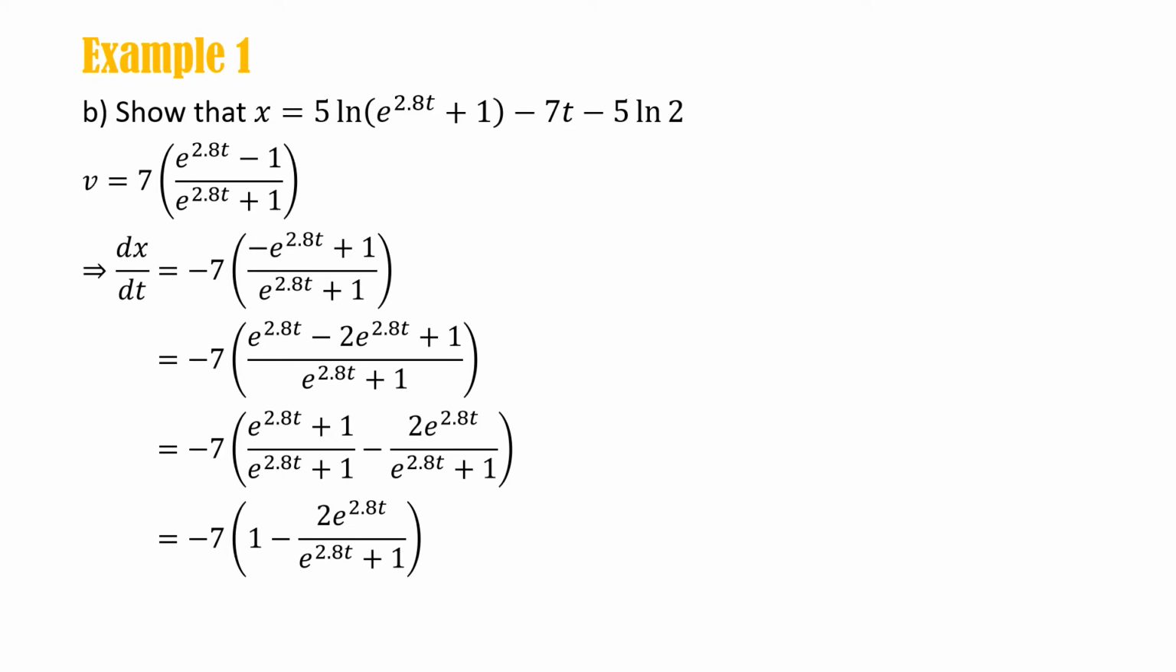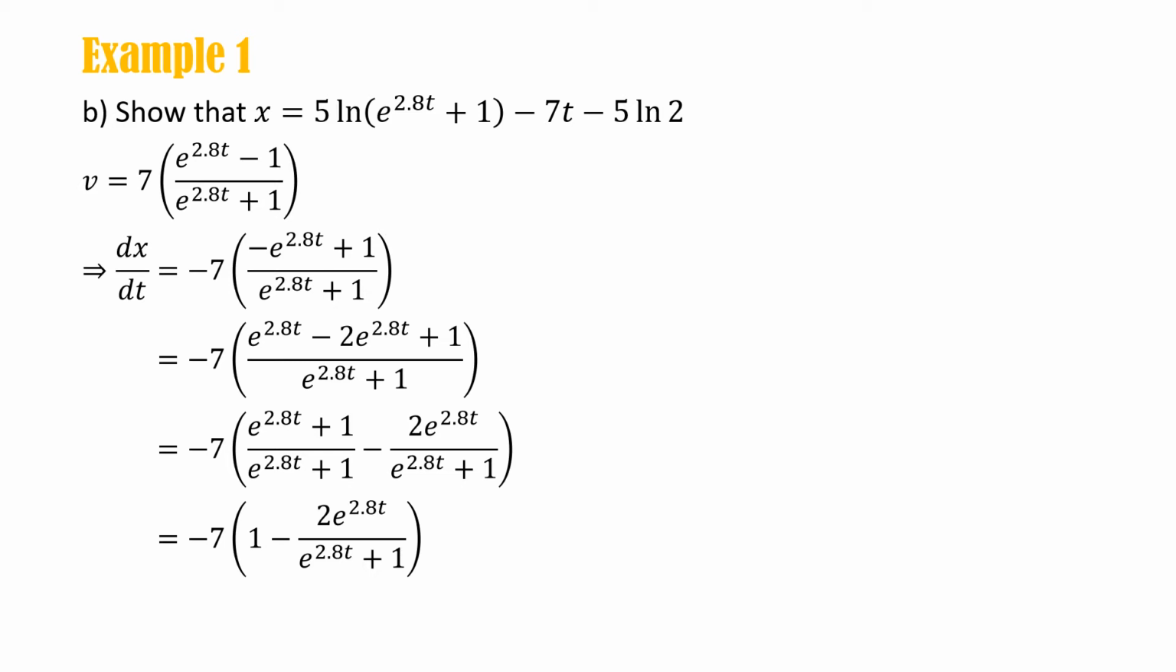So now we're getting to a point where we can easily integrate. So I can easily integrate dx dt, the negative 7 is a constant out the front, the 1 we can easily integrate, so we're just left with that fraction. You will notice that the numerator is not the derivative of the denominator. So because it's not going to easily work, we're going to have to pull something out.